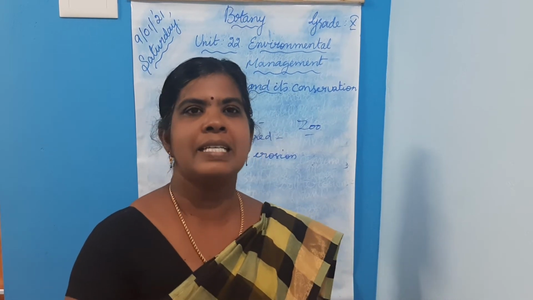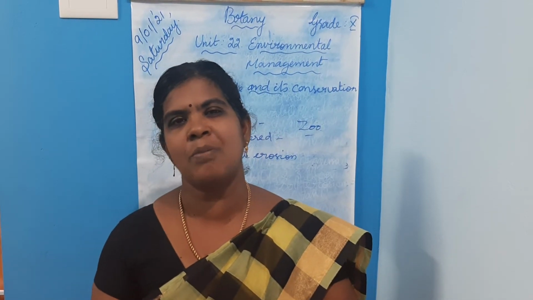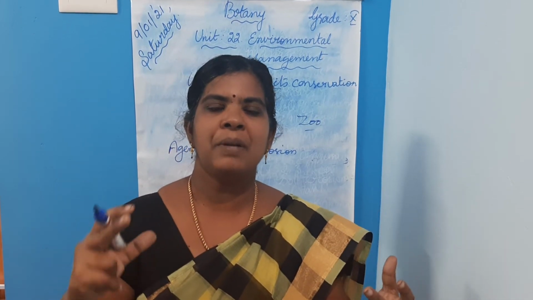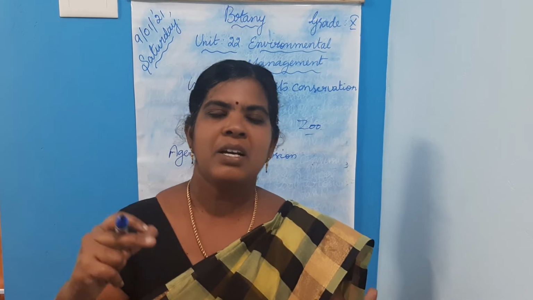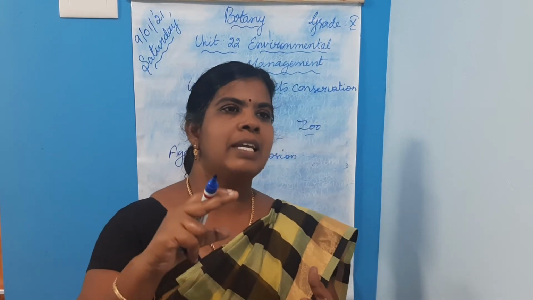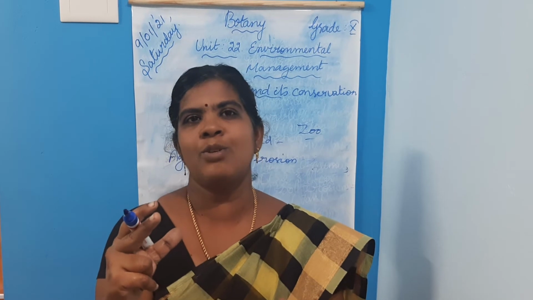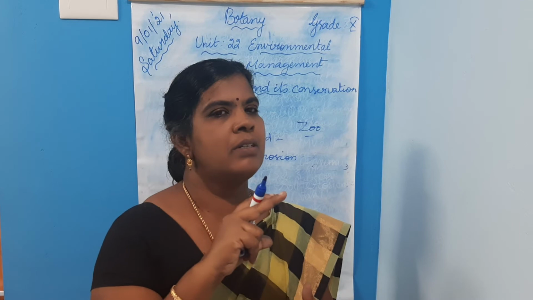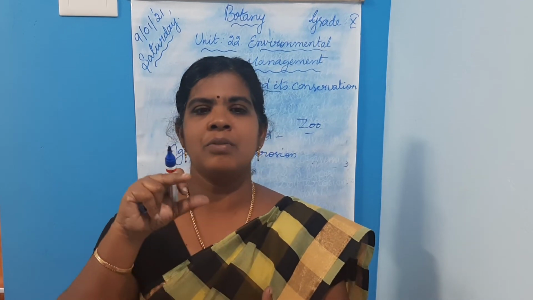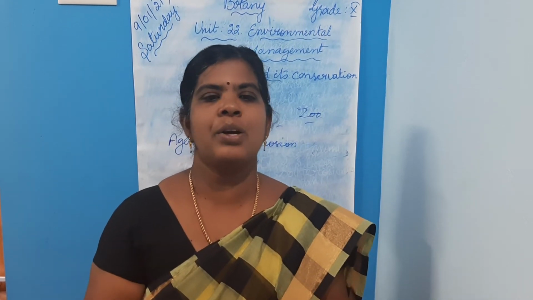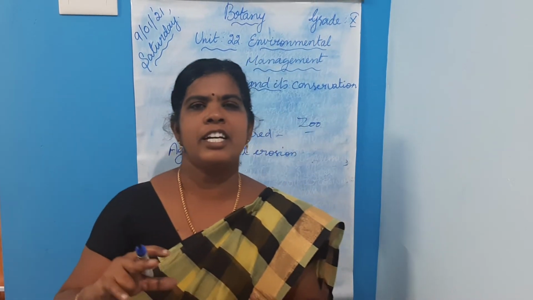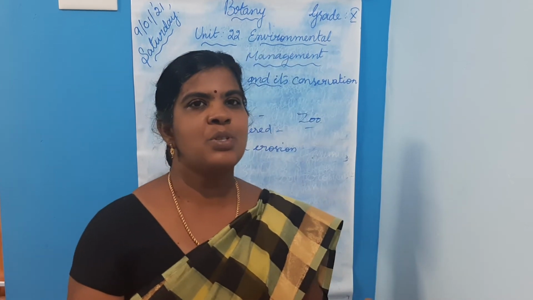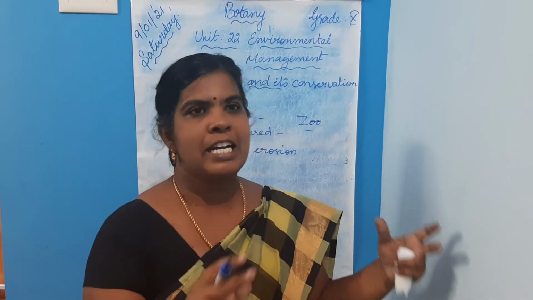Practice of growing cereal crops and pulse crops alternatively in an area. It can prevent soil erosion. Because of crop rotation, the area is enriched with nutrients, so that is also one of the methods to improve soil fertility. Next, the runoff water should be stored in catchments. We should not allow the water to run off.